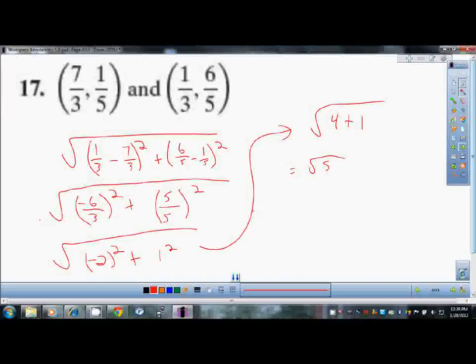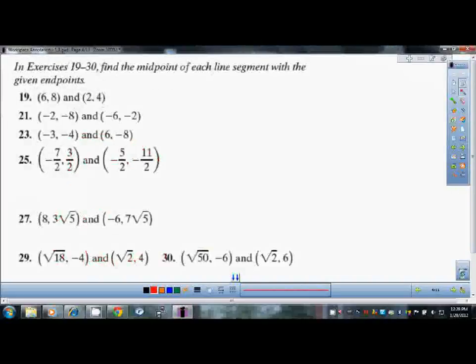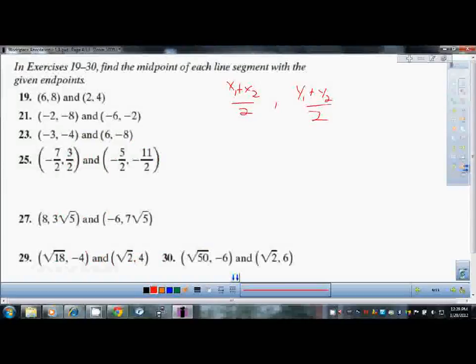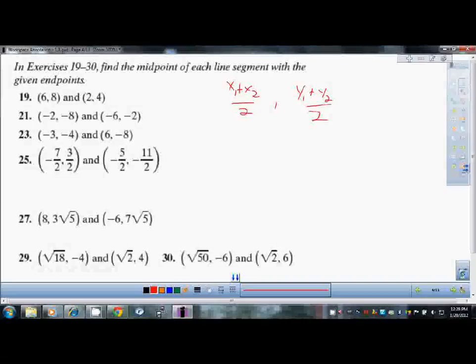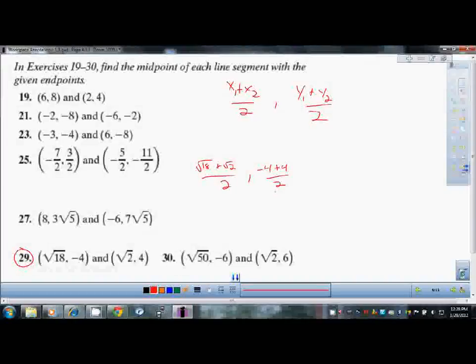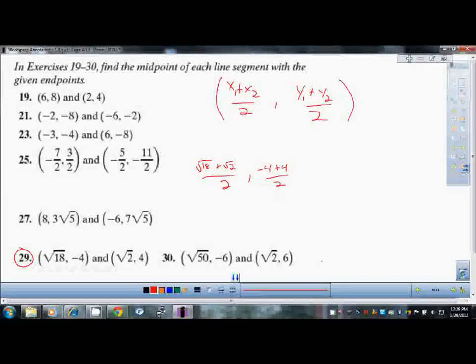The second formula I'm going to need you to remember is the midpoint formula. X1 plus X2 over 2, Y1 plus Y2 over 2. Again, I'll pick what I believe to be one of the hardest ones on the page to help you with, like 29. Your X values are radical 18 and radical 2, and your Y values are negative 4 and positive 4. This is a comma. It's a coordinate. You're finding a coordinate.